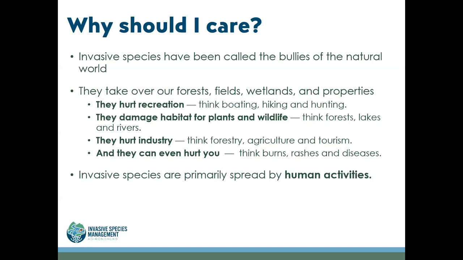It could be that they make it more difficult for you to recreate. In the case of aquatic invasive species, they may clog our waterways, make it difficult to boat or fish. In the world of terrestrial invasives, dense shrubs or viney, thorny vegetation may make it difficult to hike or hunt and recreate in the outdoors. And that can also damage some of the native plants and wildlife that we care about, whether they be in natural settings or even in our landscapes.